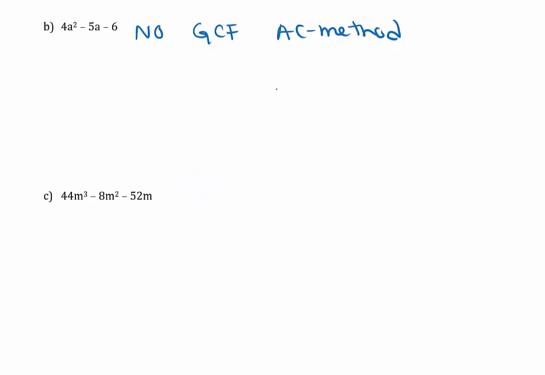All right, let's take a look at another example. In this problem, once again, there's no GCF, nothing we can take out of all 3 terms, and there's a number in front of the a squared, 4a squared. So we're going to have to use the AC method. So I need to find 2 numbers that have a product of negative 24 and a sum of negative 5.